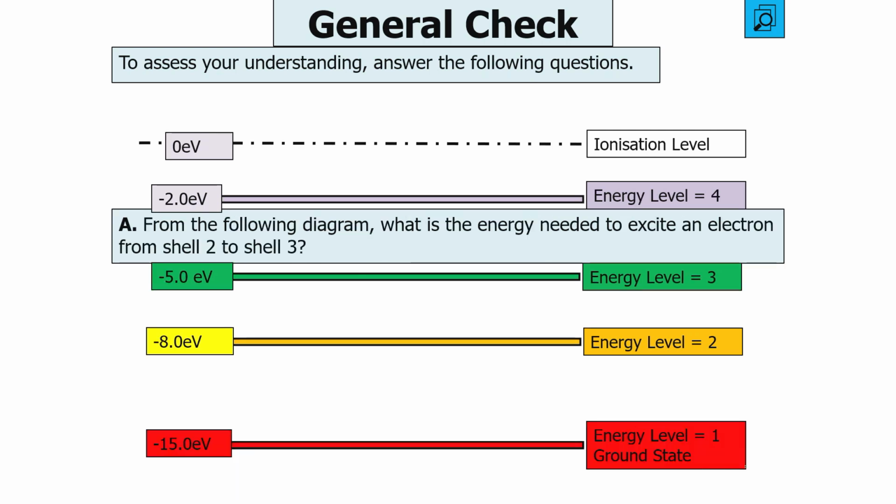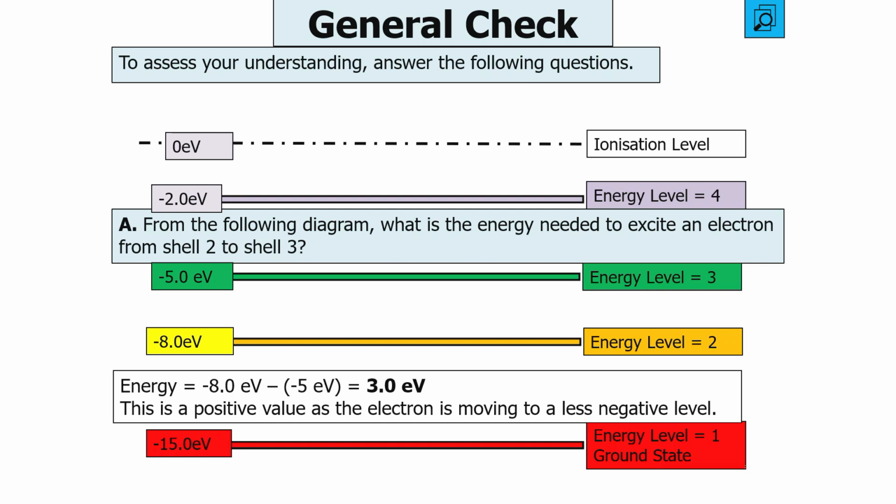From the following diagram, what is the energy needed to excite an electron from shell 2 to shell 3? Pause the video now, then unpause the video when you want to go through your answer. The answer is -5 eV minus -8 eV, leading to 3 eV, which is a positive value as the electron is moving to a less negative level.